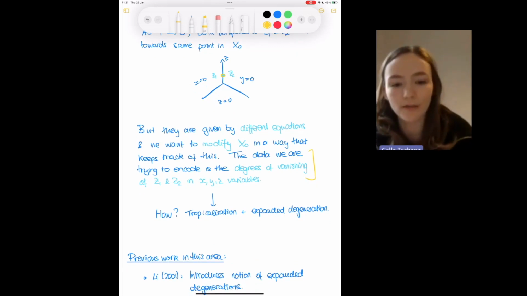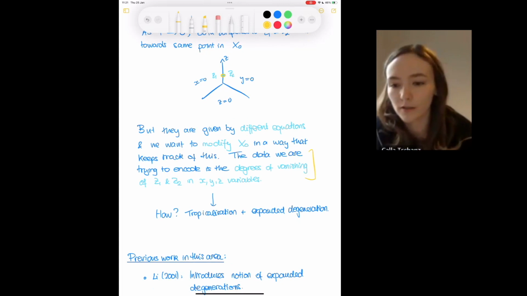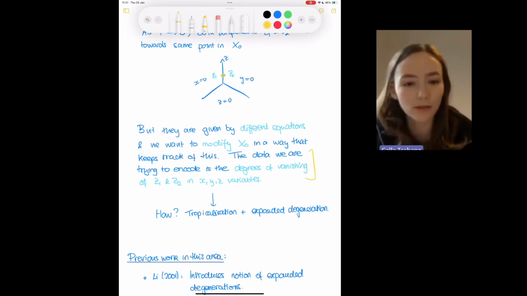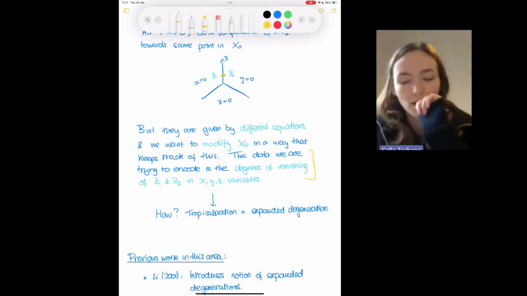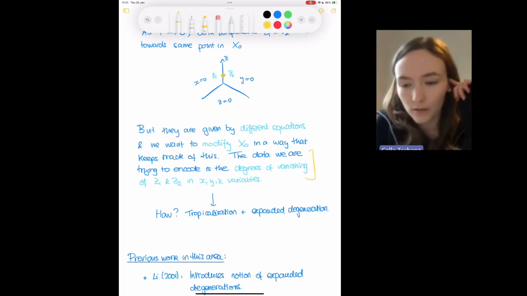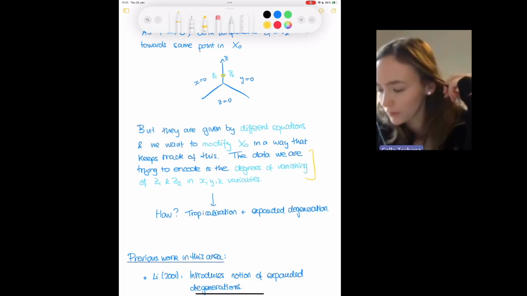Okay, so does anyone have any questions so far? So in general, do you want to make sure that they go to each of the components separately? And is that what you're defining as a good degeneration?